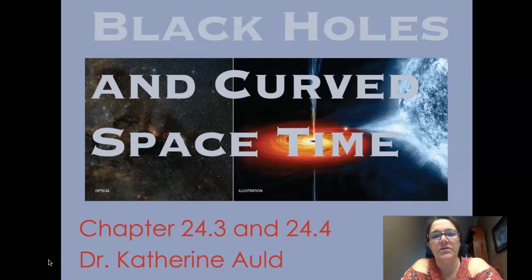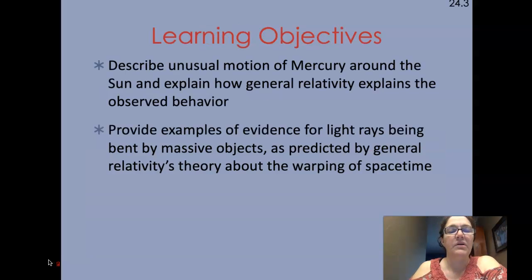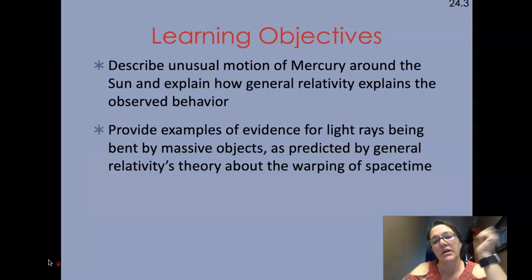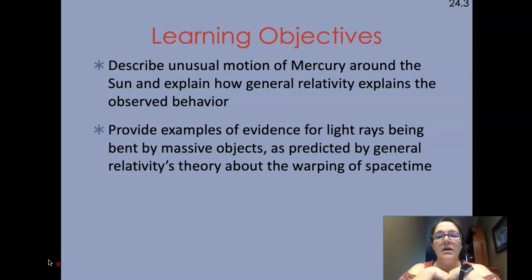So, time to finish up chapter 24. This video will be sections 3 and 4 because they're fairly short and I can get them both in the same video. Last time we talked about how gravity warps space-time. The fabric of space gets warped by large masses. It's really cool. This time we're going to talk about some of the ways that we test general relativity by looking at the motion of Mercury around the sun and light rays being bent by massive objects.